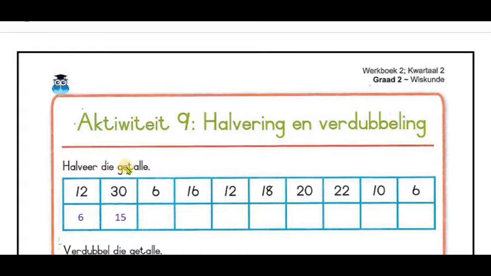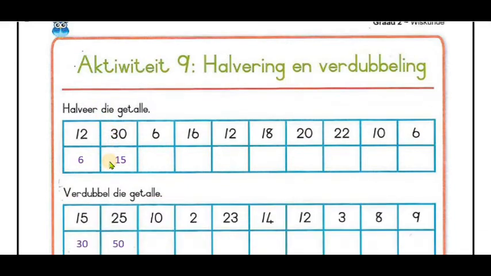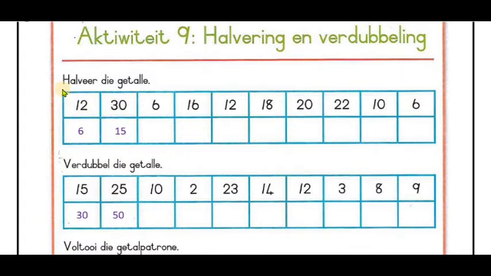So today we are going to continue with activity 9 and today we are going to do halving and doubling. So let's look at the first part. Halve the numbers. So you have to halve each of these. Write down their halves. Now what is the half of 12? It is 6. And half of 30 is 15.